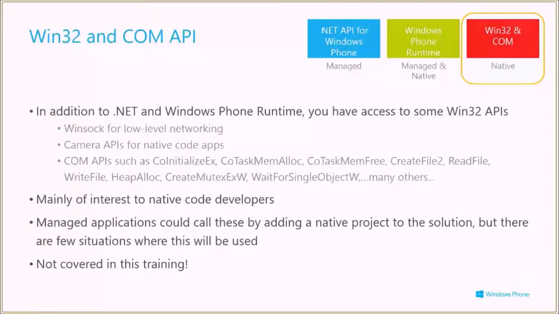However, managed applications could call these projects. So you can have a native project in a solution. Once you create a solution in Visual Studio, you can create a solution that leverages the Win32 and COM APIs, and you can create another project inside the same solution, a managed application that could call these APIs by adding that project to the same solution. There are some situations where that can be used. However, again, these are not covered in this training. This training is just an introduction to Windows Phone 8 development, what you can use, and an introduction to the dev tools.